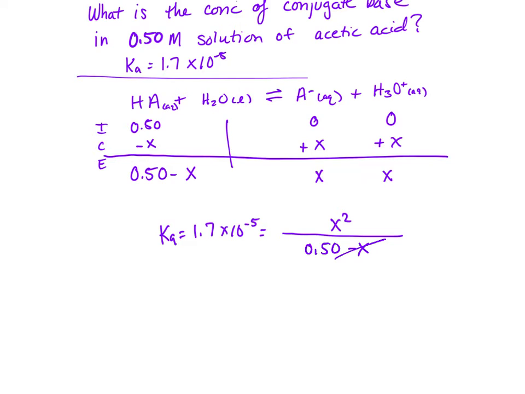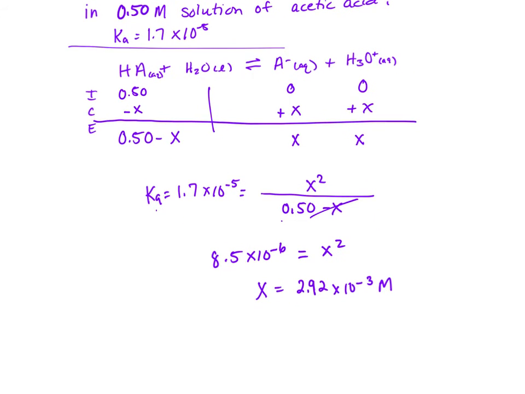In any case, we can assume that X is small compared to 0.5. And when we multiply both sides of this equation by 0.5, we will get 8.5 times 10 to the minus 6 equals X squared. Take the square root of both sides, and we will get X is equal to 2.92, oops, that's a 9, 2.92 times 10 to the minus 3. And that's our H plus concentration, which means we have a pH of 2.54.